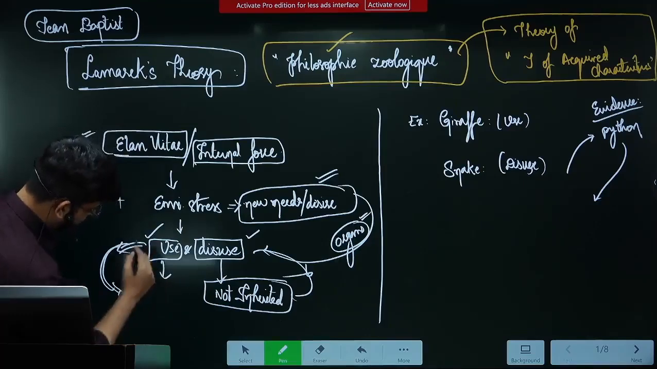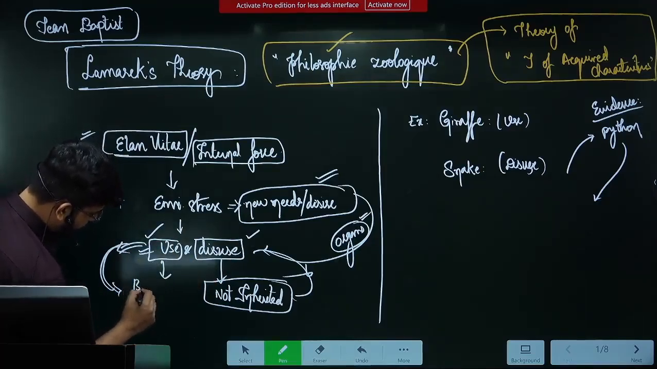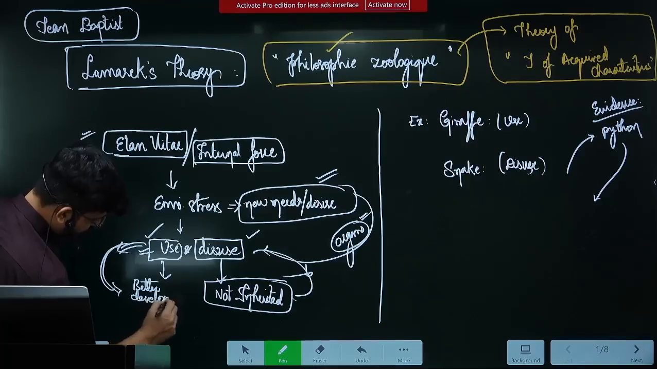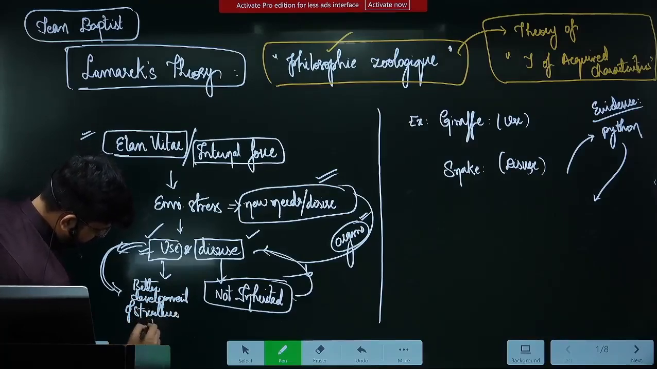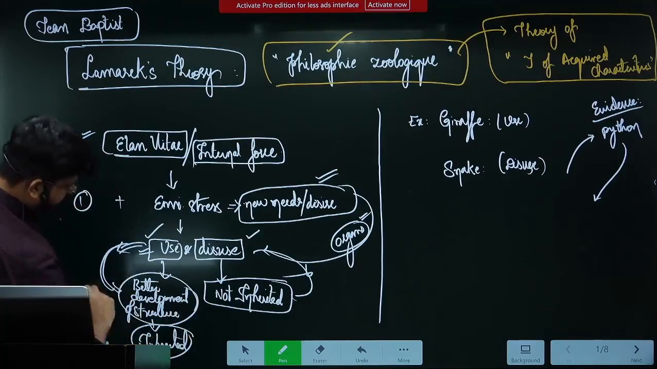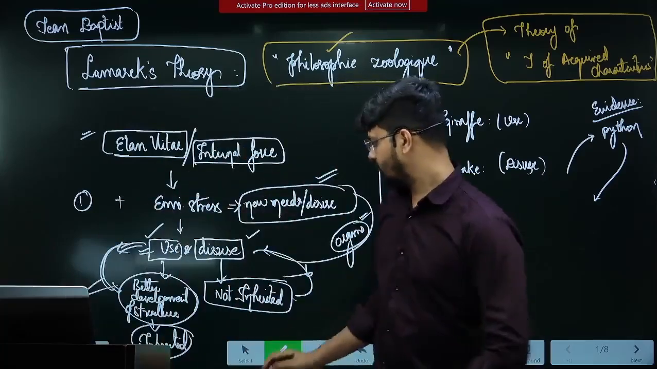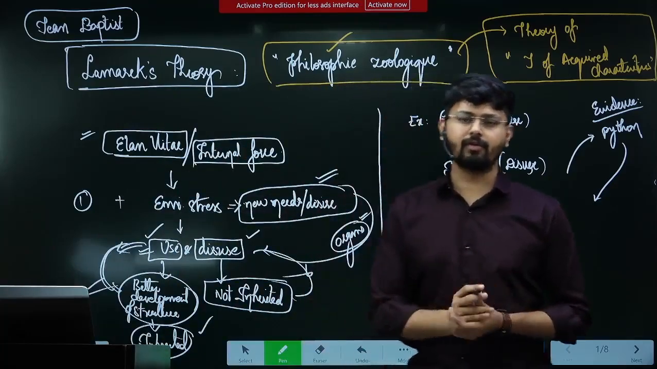So if the organs are used, it leads to better development of structure, and this is inherited. Okay, this is the theory of Lamarck.